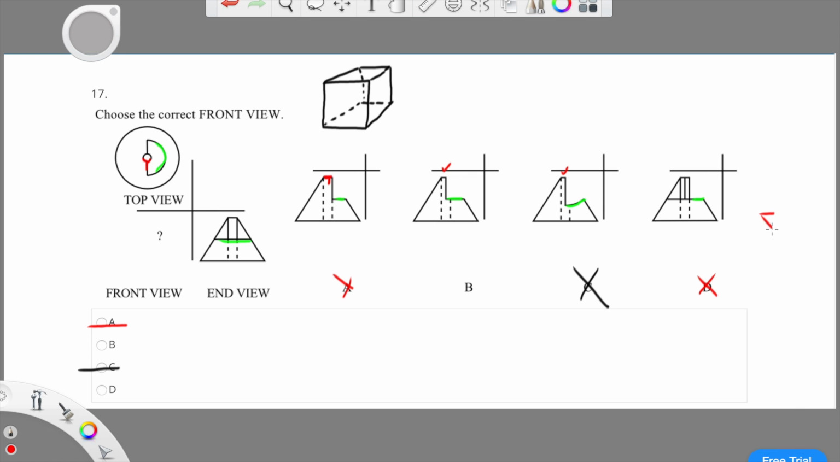Now, if I were to draw this out for you, we would see that had choice D been a triangle, you would see that it would have three lines if I were to look at it from the front view. Whereas in the top view, we see that it's a circle. So looking at it from the front view, it would only have two lines. Therefore, choice D is incorrect, leaving us with choice B as the only correct answer.